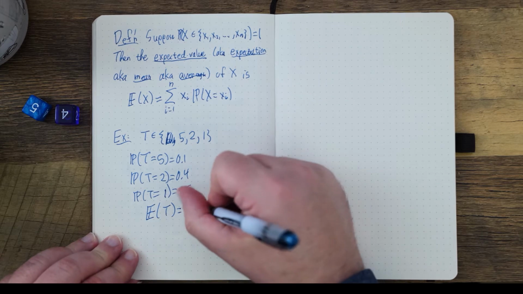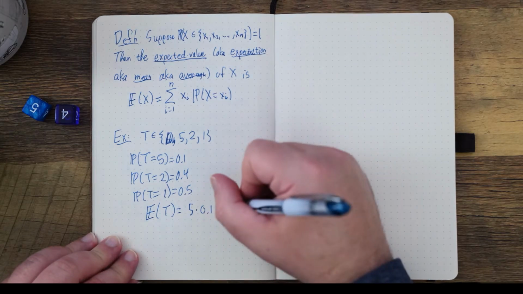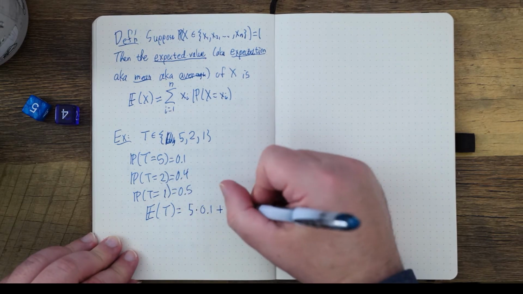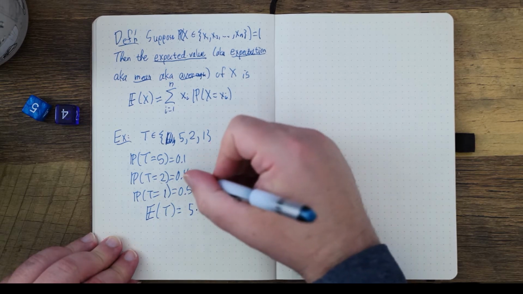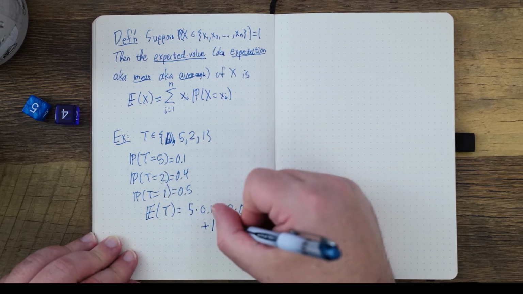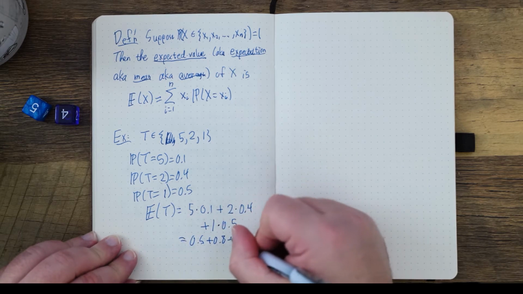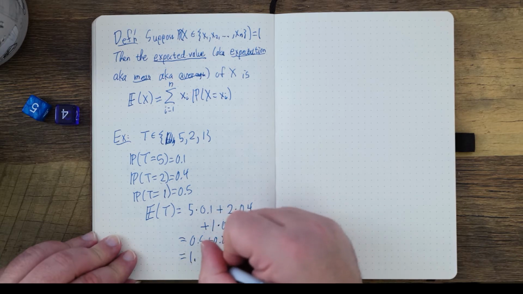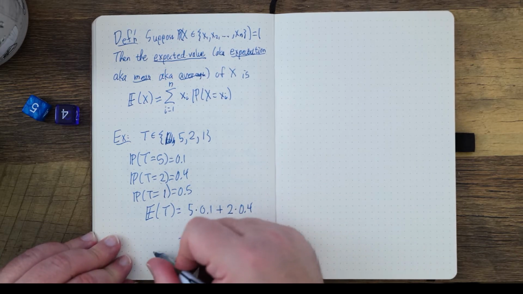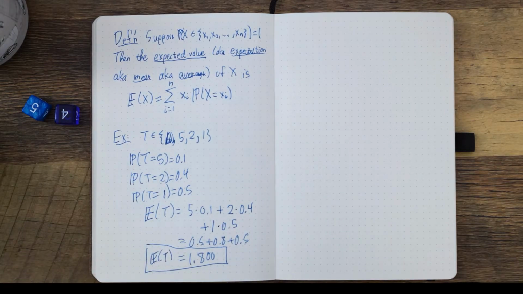So if I asked you for that particular random variable, what's the expected value of T? Well, you would take the value that it takes on, 5, times the probability it takes on that value, plus the value 2 times the probability that it takes on that value, plus the value 1 times the probability that it takes on that value. So we get 0.5 plus 0.8 plus 0.5, or 1.8. And that's another example, of course, of a random variable whose mean, whose expectation, whose expected value doesn't actually equal any of the values that it takes on.